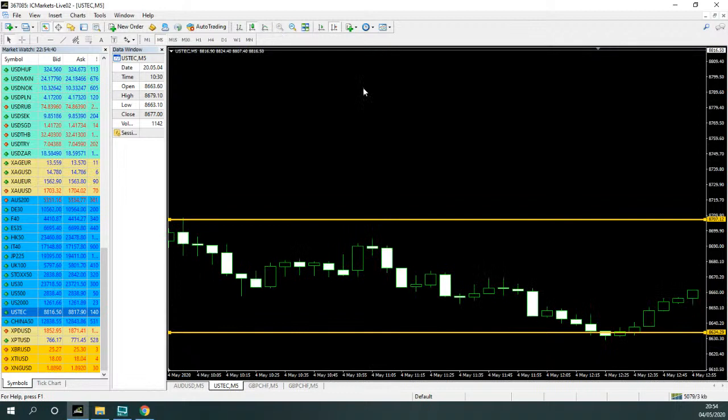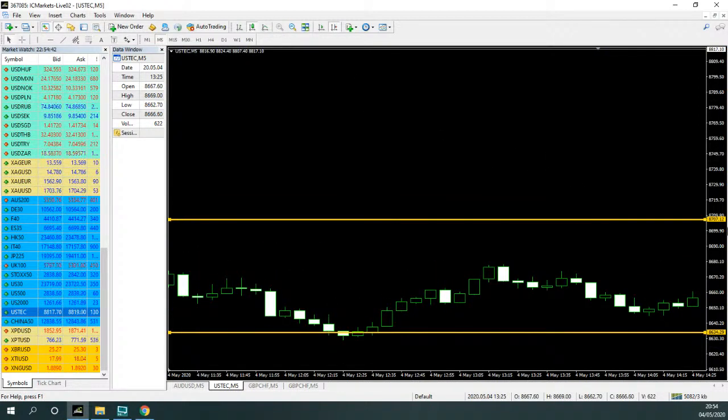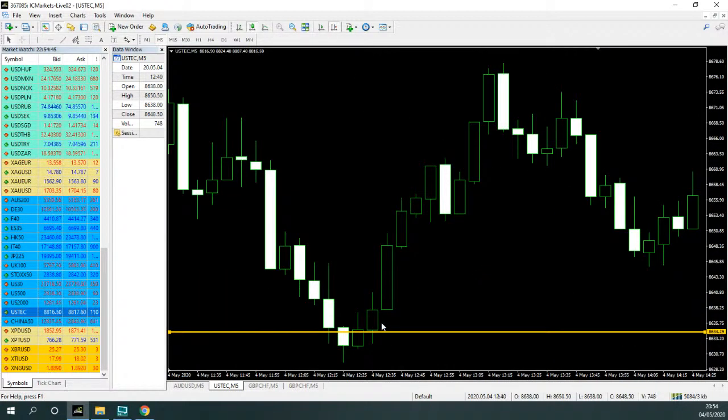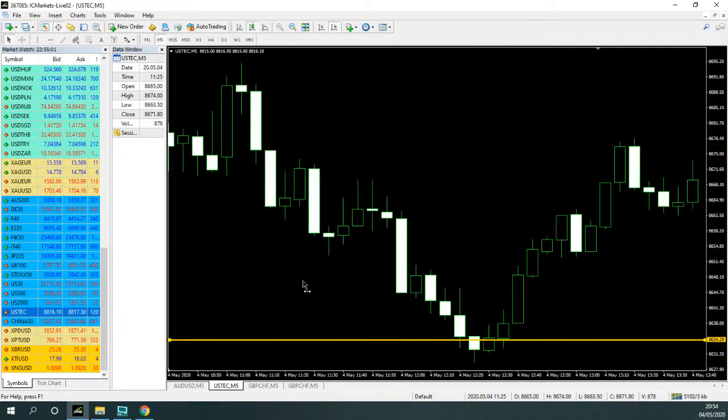Let me make it bigger so you can see again. So this is it. This is the 3 candles. Any trade here? No trade at all. No trade for us on that candle there.